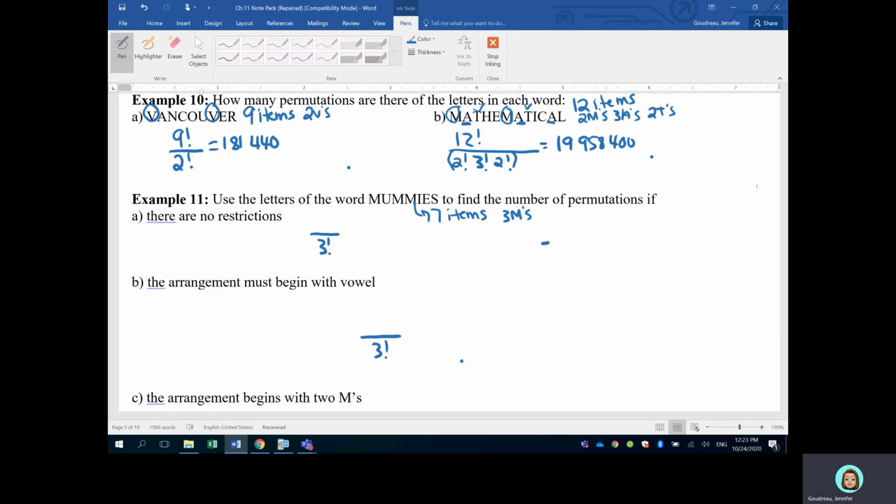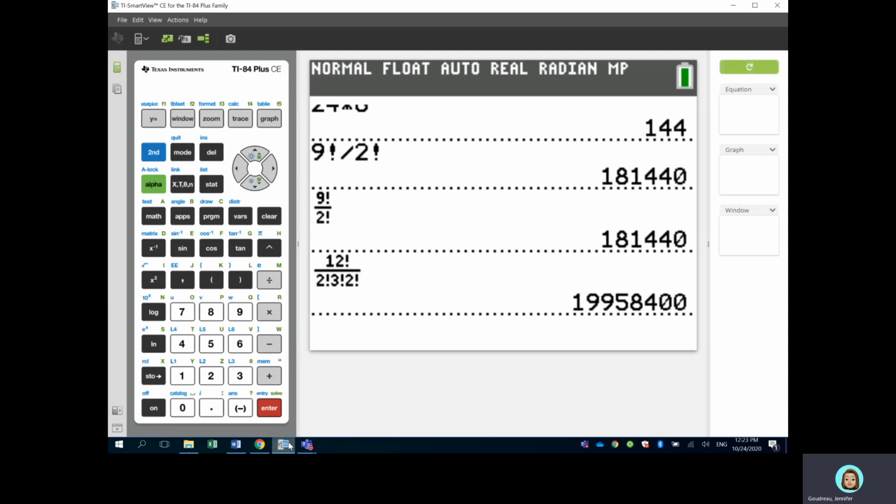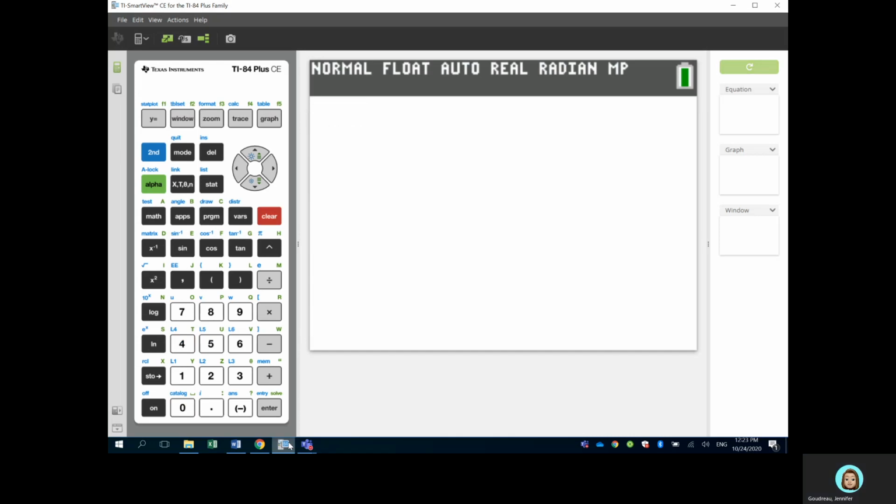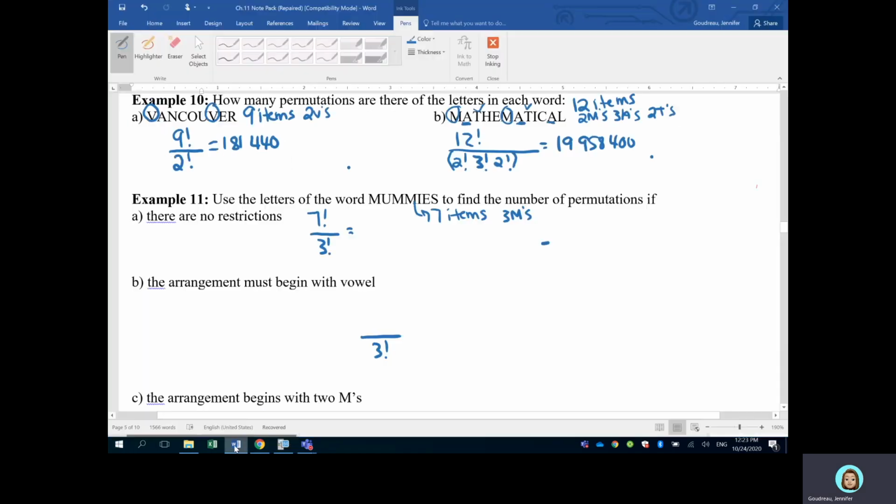Part A, there are no restrictions. We have 7 items. We are arranging all 7 with no restrictions. That means I can arrange them 7 factorial ways. We do have to divide by 3 factorial to take care of those 3 M's. So let's go to our calculator and find that. 7 factorial is 5,040. Divided by 3 factorial, which is 6. And so we get 840 arrangements for that one.